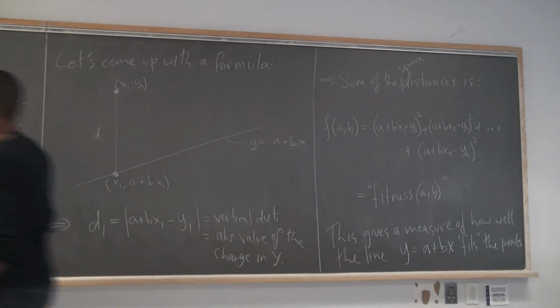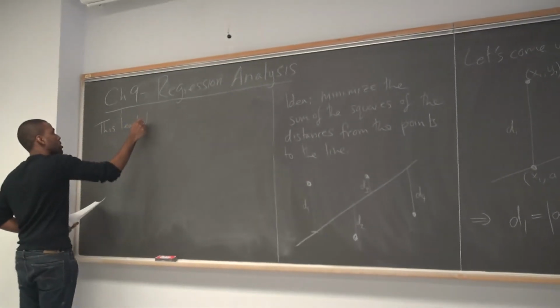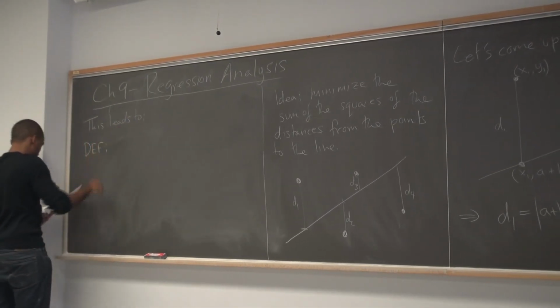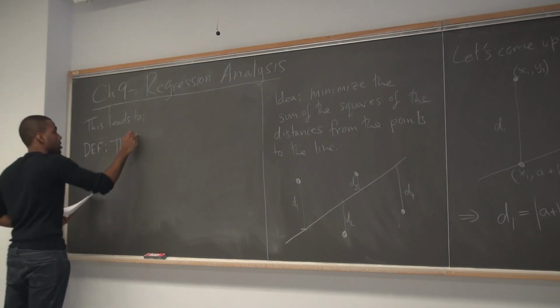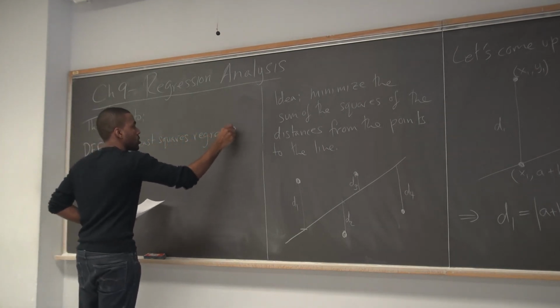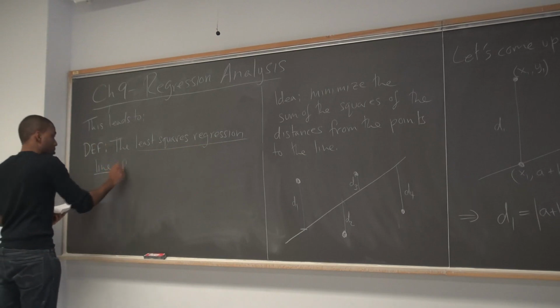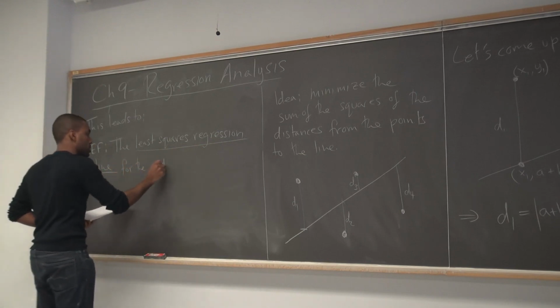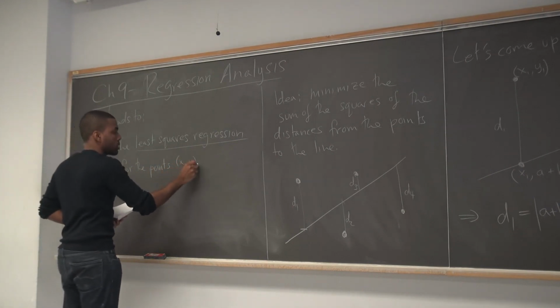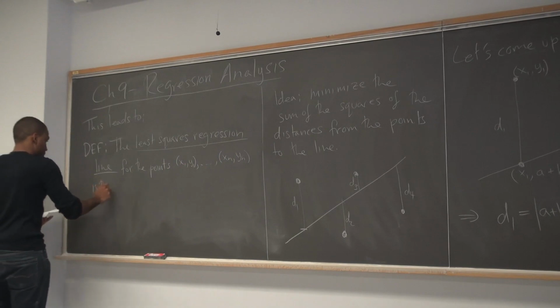Let me just write down the definition, then I'll talk about it a little bit. Finding what's called the least squares regression line for the points x1, y1, all the way to xn, yn is the line.